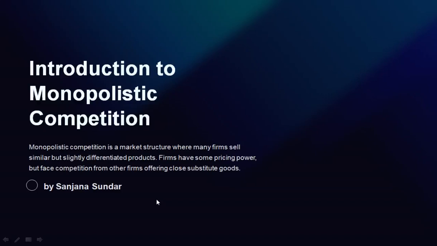Monopolistic competition. Monopolistic competition is a market structure where many firms sell similar but slightly differentiated products. Firms have some pricing power but face competition from other firms offering close substitute goods.